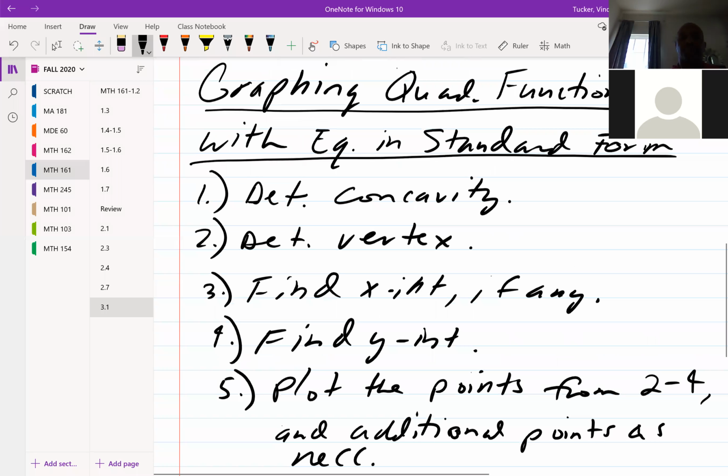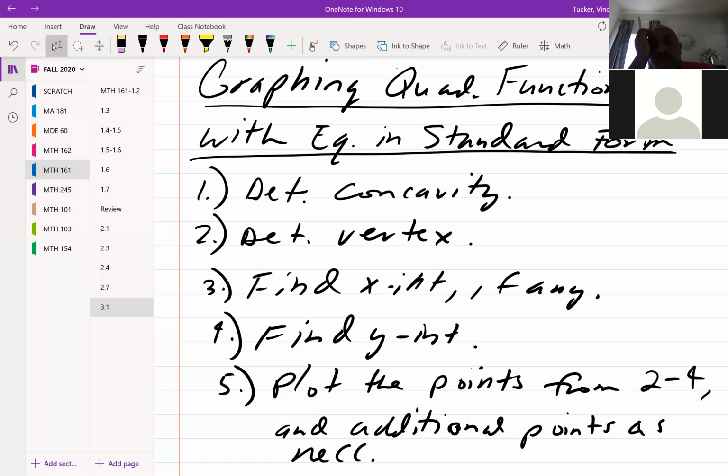All right, so graphing quadratic functions with equations in standard form. So we want to determine concavity, whether it's concave up, concave down, opens up, opens down. Determine your vertex, the coordinates of your vertex. Find x-intercepts, if any. Find your y-intercepts. Then you want to plot the points from 2 through 4 and additional points if necessary.